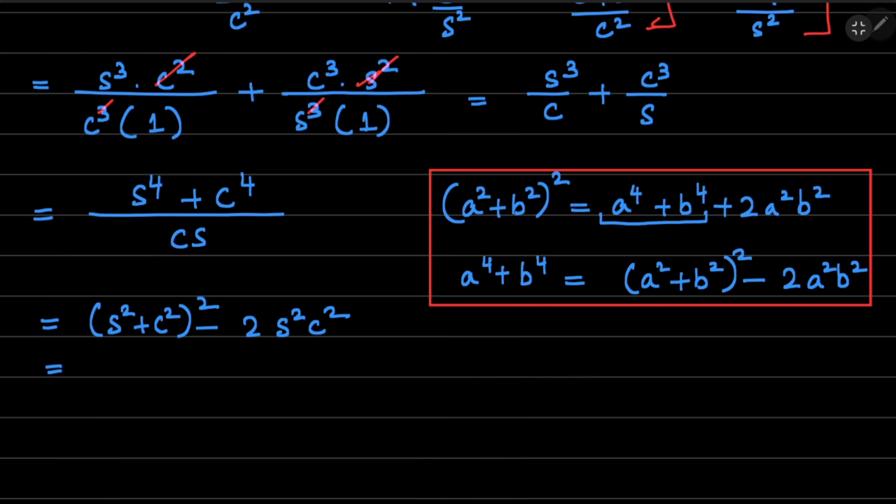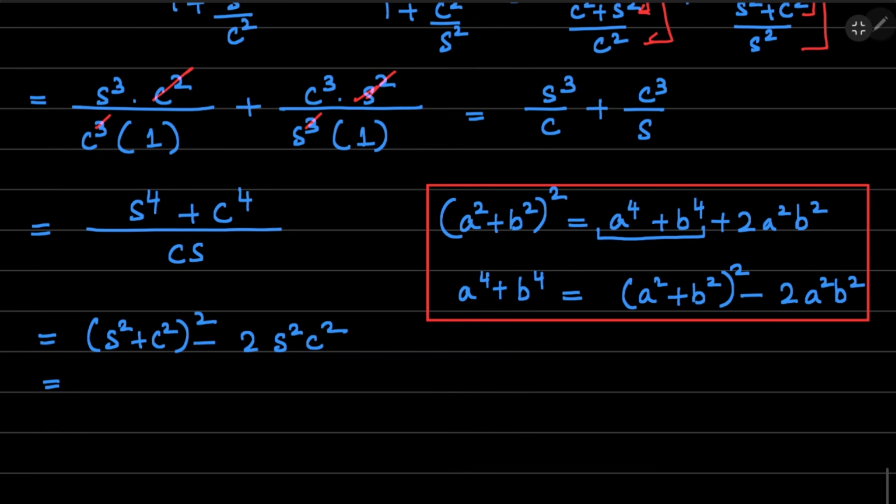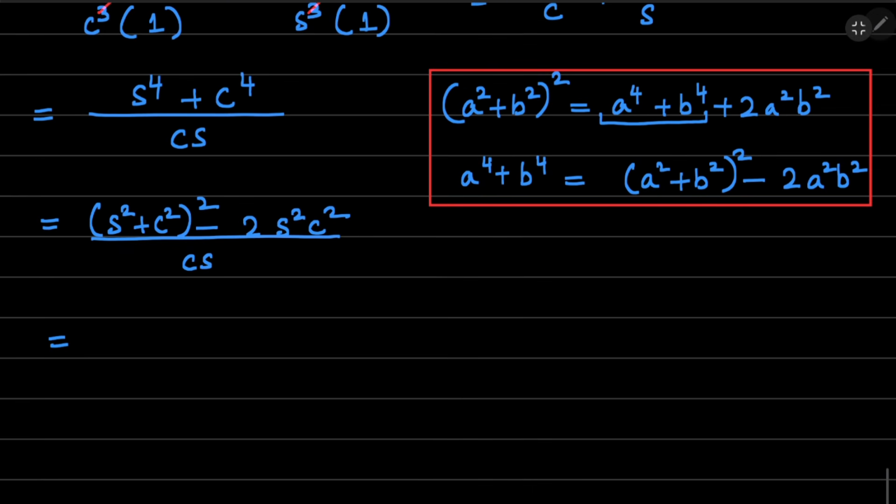Okay, so what is this? This is the numerator, whole divided by the denominator, cos into sine. So what is sine square plus cos square? It is equal to 1.